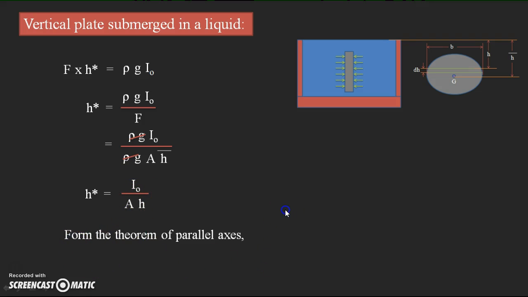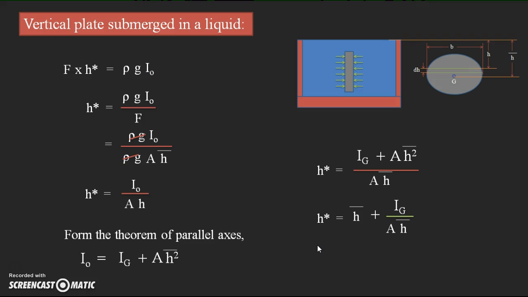From the parallel axis theorem, we can write I naught is equal to Ig plus A h bar square. This equation is obtained from the mechanics of solids, so try to go through that topic again. Finally, we can write h star is equal to, in place of I naught, Ig plus A h bar square, by A h bar. When you separate, A h bar cancels and one h bar remains. So h star is equal to h bar plus Ig by A h bar.